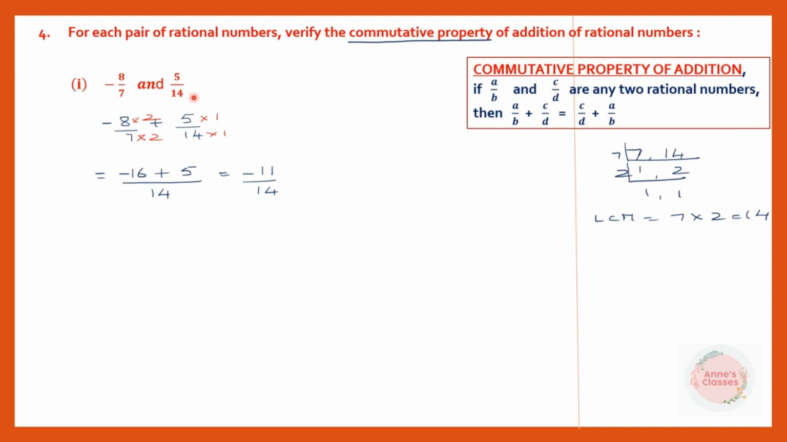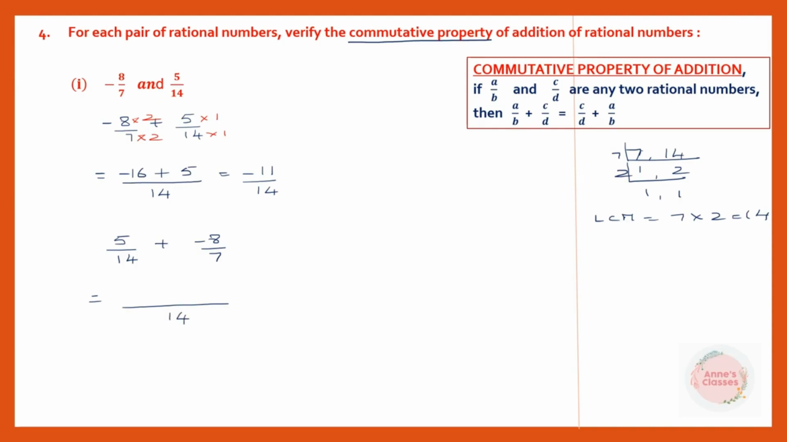So we got minus 11 by 14 when we put minus 8 by 7 first and 5 by 14 second. Now we have to verify this property, commutative property, that is, we have to change the order and add and see if our answer is still the same. So now let's change the order. This time we are going to write 5 by 14 first. So 5 by 14 plus minus 8 by 7. So here the LCM will be 14. We've just found out the LCM. So let's use the same thing.